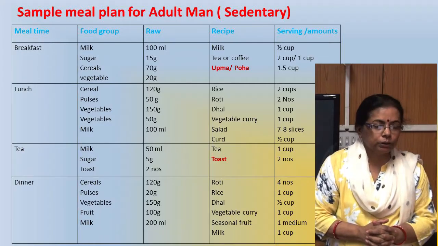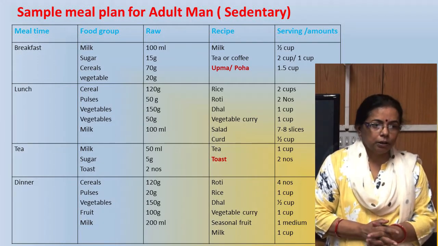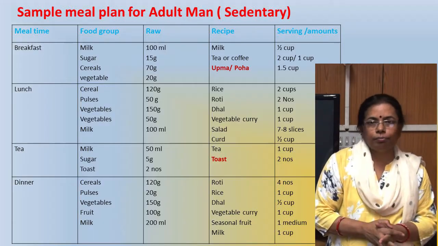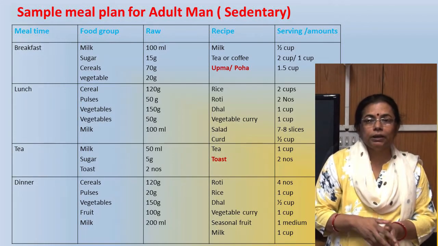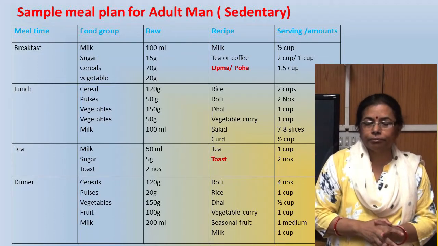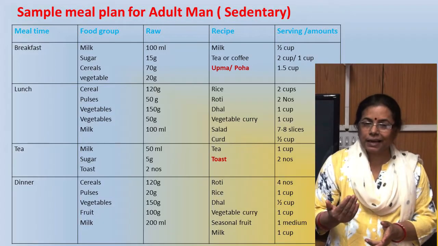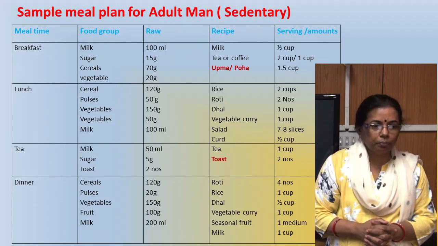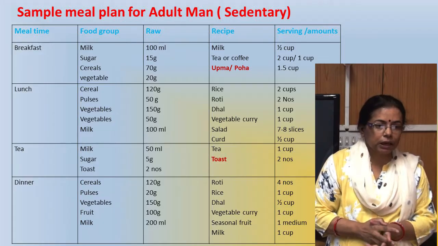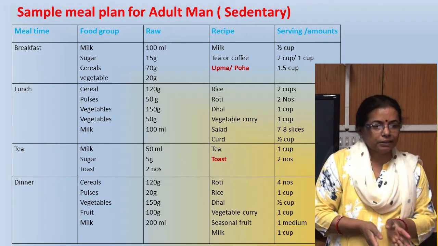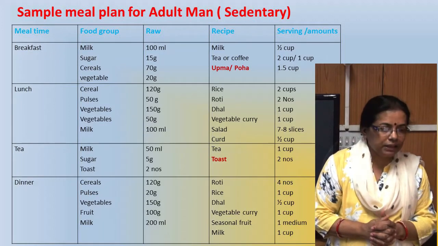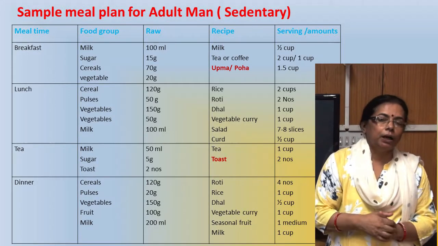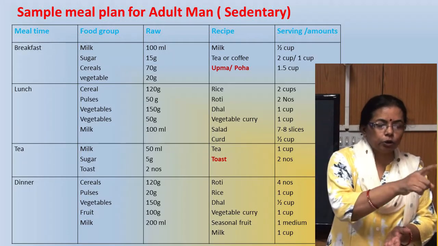The breakfast menu consists of tea or coffee, and upma or poha. Instead of upma or poha, you may select 4 idlis, 3 dosas, or 4 parathas with curries and half katori dahi. Lunch menu consists of rice 2 cups, roti 2 numbers, dal 1 cup, vegetable curry 1 cup, salad 7 to 8 slices, curd half cup. Similarly, the menus of other meals are given here, and by using ICMR tables, you can calculate the calorie, protein and fat content of these meals.